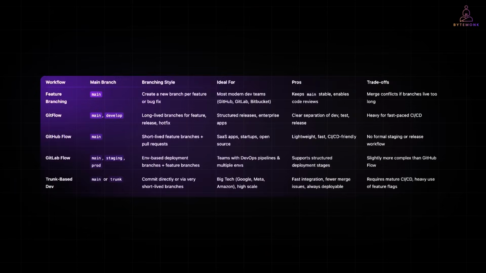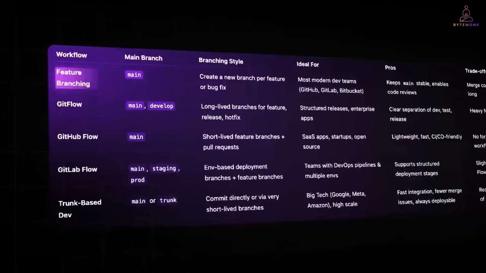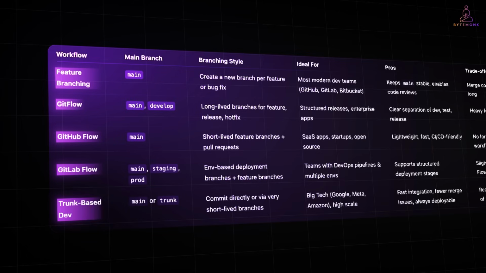And here's the clean, effective summary of the 5 most popular Git workflows we discussed. Feature branching is a safe, lightweight default. GitHub Flow is ideal for smaller teams and keeps things simple and fast. GitFlow is best for projects with structured release cycles and larger teams requiring clear separation of development stages. GitLab Flow is suitable for teams needing a balance between simplicity and structured environment deployments. And finally, trunk-based development is preferred by large tech companies aiming for rapid integration and deployment.